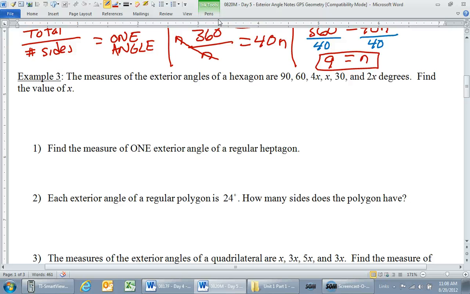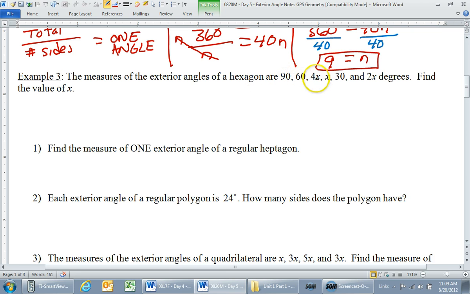Look at example 3. The measures of the exterior angles of a hexagon are given. Find the value of x. Can I get a volunteer to tell me how I will approach this problem? Any ideas, Prothero? Would you add up all of the numbers without x, and then once you find that total, you would subtract that from 360 to figure out what you would divide by to get x. Right, this is a hexagon. So how many angles are there? 6. All right, hexagon should be 6 angles.